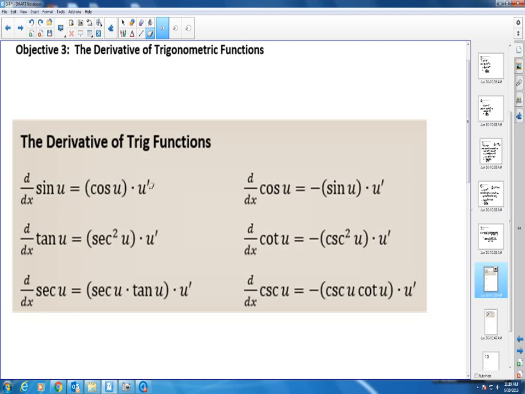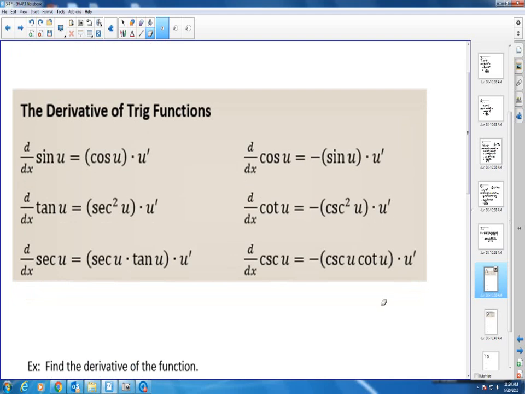That's why I wrote a u prime right here. For the cosine, the derivative will be negative sine. Cosine is the outside function, so the derivative of the outside function is negative sine of the inside times the derivative of the inside. The derivative of the tangent is secant squared of the inside times the derivative of the inside. This is the cotangent. It will be negative cosecant squared. Secant is secant times tangent. Cosecant will be negative cosecant times cotangent.